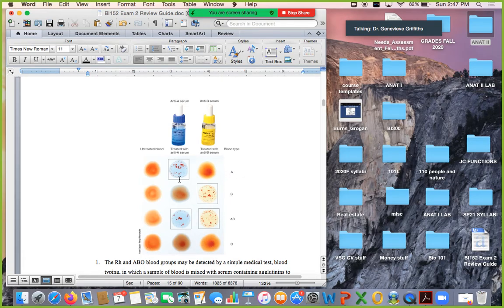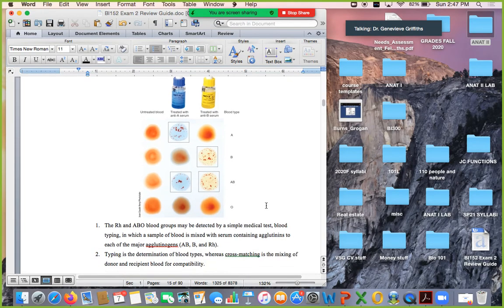So again, with A, we'll get a reaction with the anti-A. With B, we'll get a reaction with the anti-B. With AB, we'll get a reaction with both A and B. And with O, we'll get a reaction with neither of them.